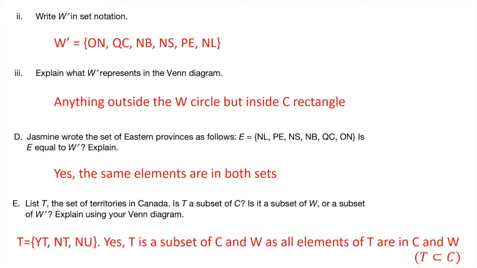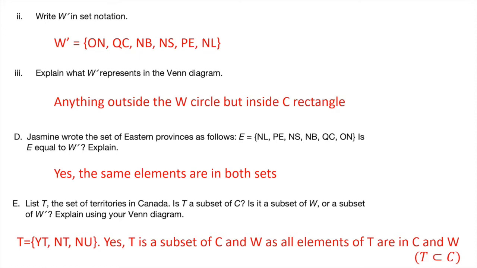For part D now, we're going to say that Jasmine wrote the Eastern provinces the way that she wrote them there. And the question is, is E equal to W prime? Well, in this case, the only way that two sets can be equal to each other is if every single element of one is in the other, but no more or no less. So in this case, you can see that all 6 elements in W primed are in fact in this set E that she wrote, which means that indeed these are equal sets to each other.